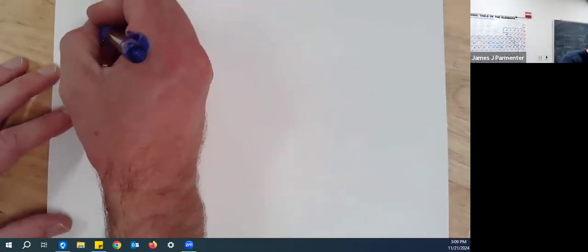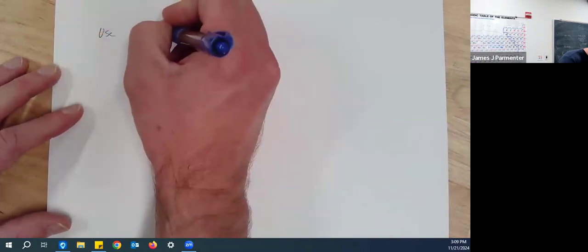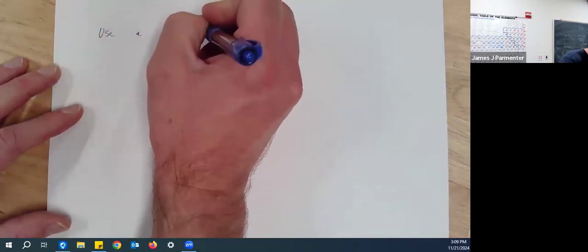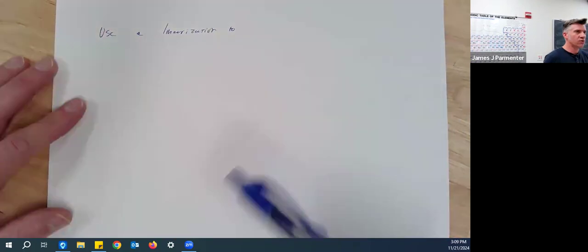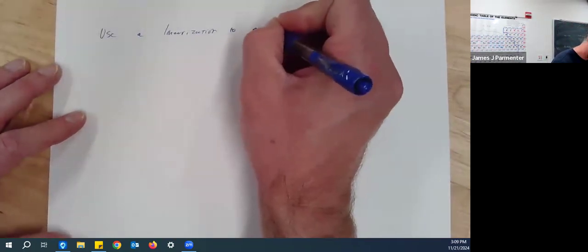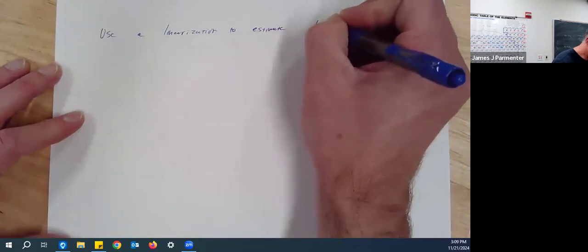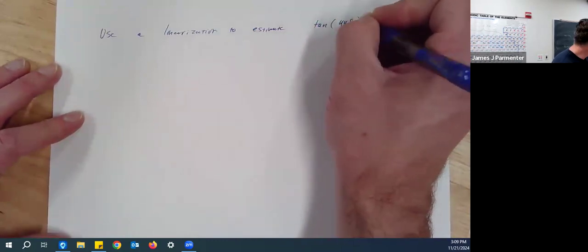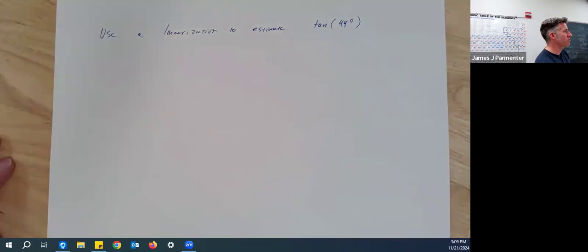You're fine. Well, let's do a linearization. Let's do a fun one. You guys like fun. What are you talking about? Use a linearization to, which one do I like here? Yeah, to estimate tangent of 44 degrees. Classic problem. You're welcome.